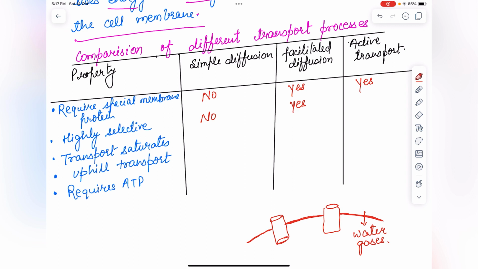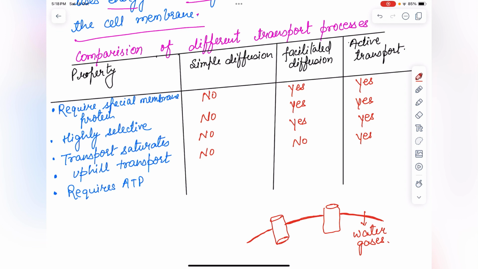For active transport, does transport saturate? Yes. In simple diffusion, transport saturation will not happen. But in facilitated diffusion, yes, it will take place. In active transportation also saturation will take place. Uphill transportation in simple diffusion, no, it will not take place. In facilitated diffusion, no, it will not take place. Yes, uphill transportation will be in active transportation.